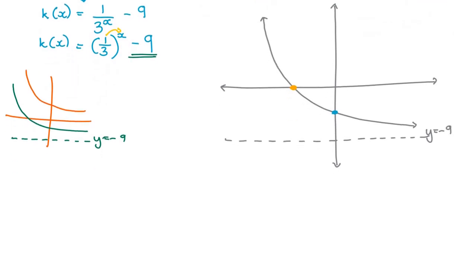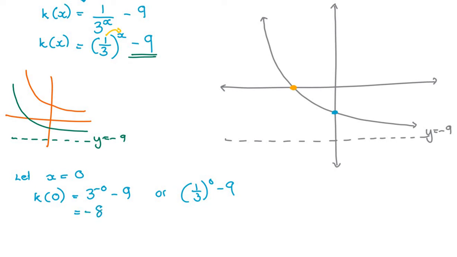Okay, let's find our y-intercept first. Let's make x 0, because that's generally the easiest one to do. So that would be k of 0, which would be either 3 to the -0, if you wanted to do it like that, or you could say 1/3 to the 0 minus 9. Now you could use your calculator, but basically that's 1 minus 9, which is -8. So that is at -8. Now can you see my scale is definitely not right, but we don't really care.